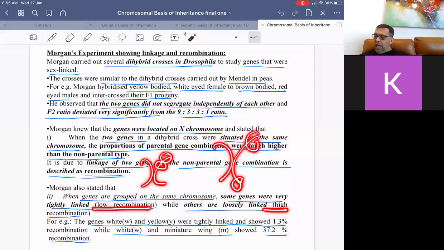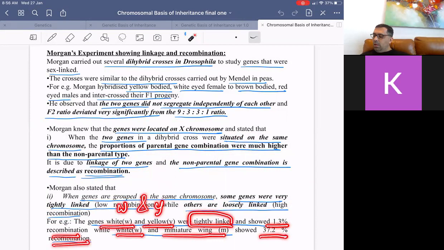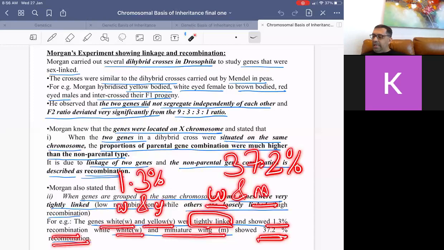Now he did a nice experiment. Genes for white and yellow were tightly linked and showed 1.3% recombination. And genes for white and miniature wings showed 37.2% recombination. So white and yellow were tightly linked, and white and miniature are loosely linked. White and yellow tightly linked, ka percentage recombination kitna hai? 1.3%. And white and miniature are loosely linked, unka percentage recombination kitna hai? 37.2%.